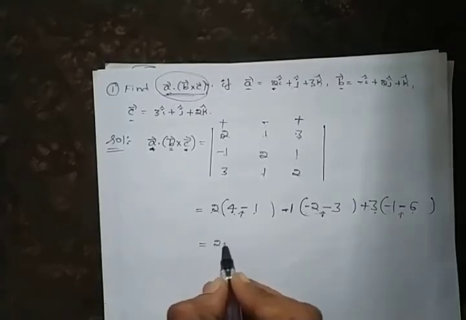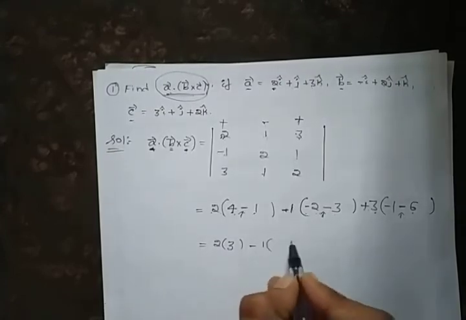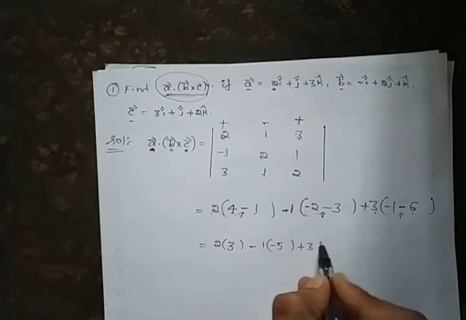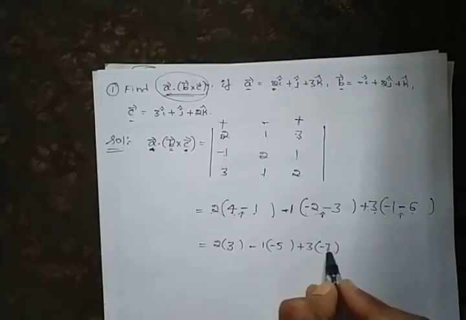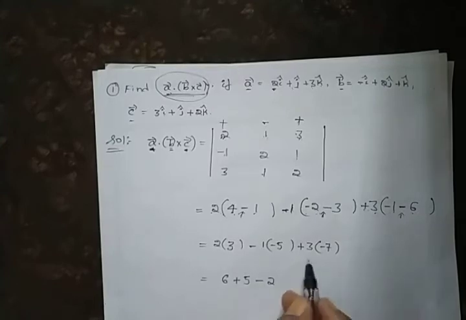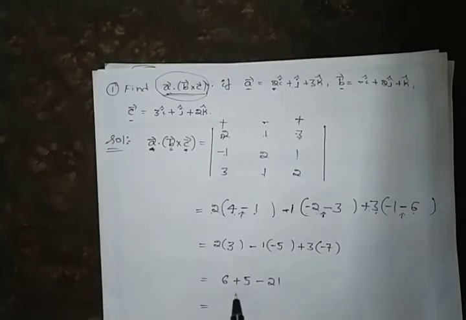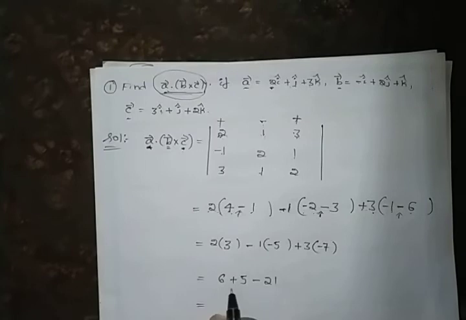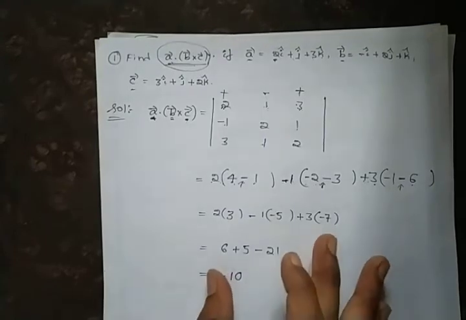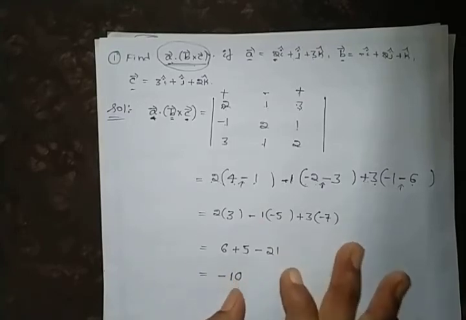Next, 2 into 4 minus 1 is 3. Next, minus 1 into minus 2 minus 3 is minus 5. Next, plus 3 into minus 1 minus 6 is minus 7. That is equal to 6 plus 5 minus 21. 6 plus 5 is 11, and 11 minus 21 is minus 10. Hence, this is the procedure to find the determinant, and the scalar triple product.